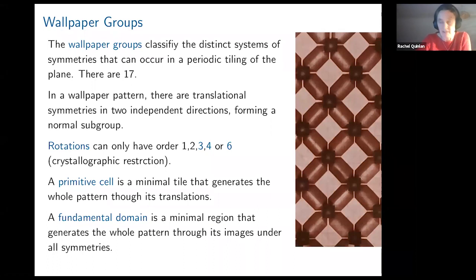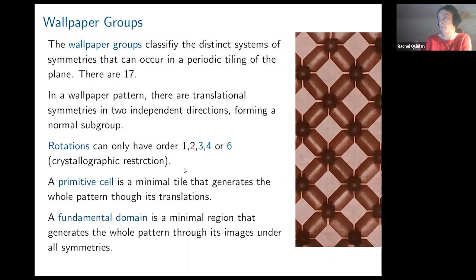There may also be further symmetries. For example, there could be rotational symmetries of the entire tiling. If so, the famous crystallographic restriction theorem, which I've misspelled there, I see, tells us that any rotational symmetries that do exist in the pattern can only have order 1, 2, 3, 4, or 6.